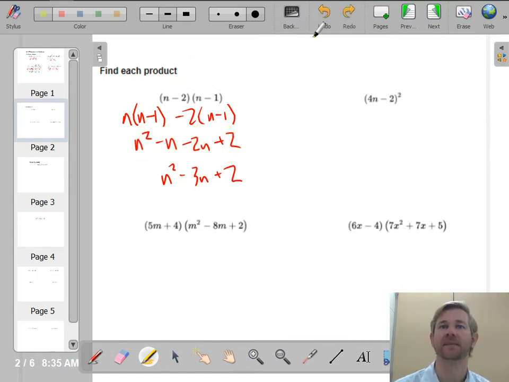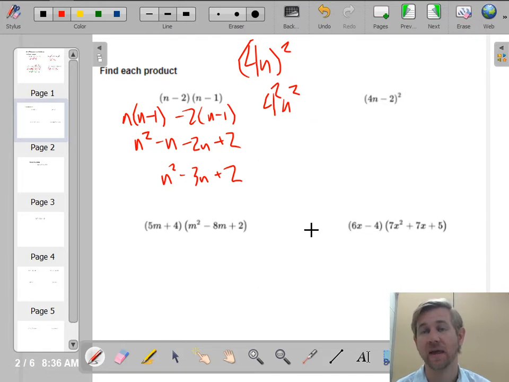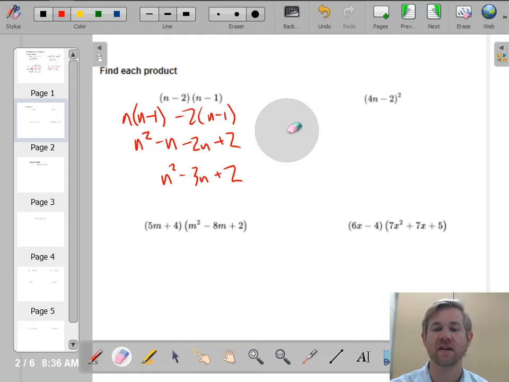The next problem. You have an exponent. You cannot, and you never have been able to, distribute exponents. I know why you say that, because you see something like this, and you say that's 4 squared n squared. That's not the same as this. This minus sign is what's going on here. This is not the distributive property, even though it kind of looks like the distributive property. The distributive property requires addition or subtraction. You cannot distribute exponents. You never have, you never will.